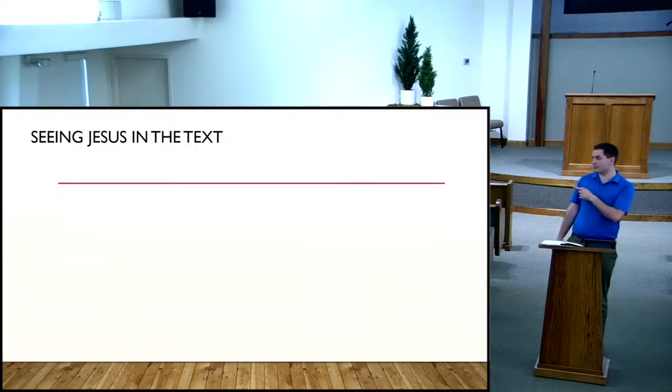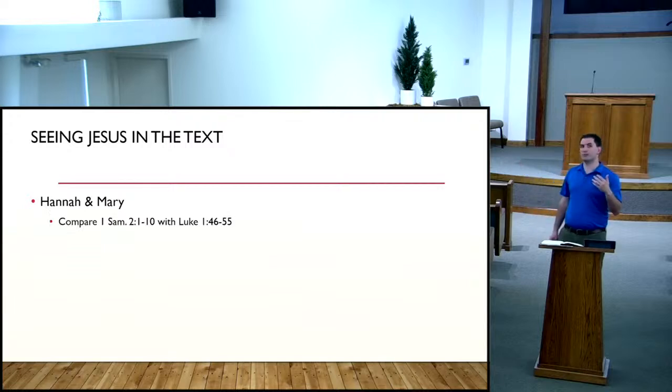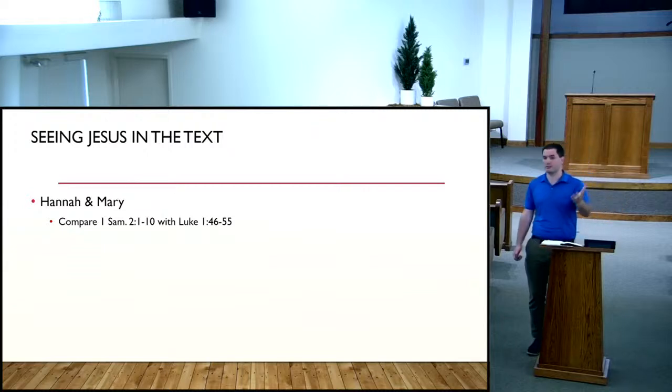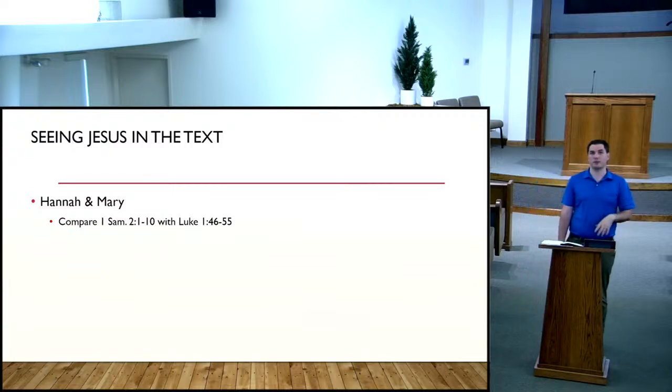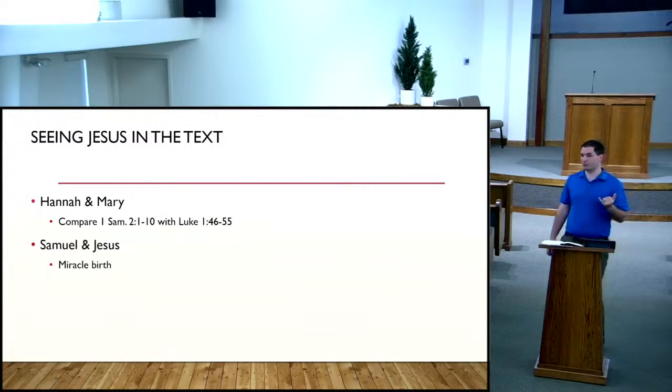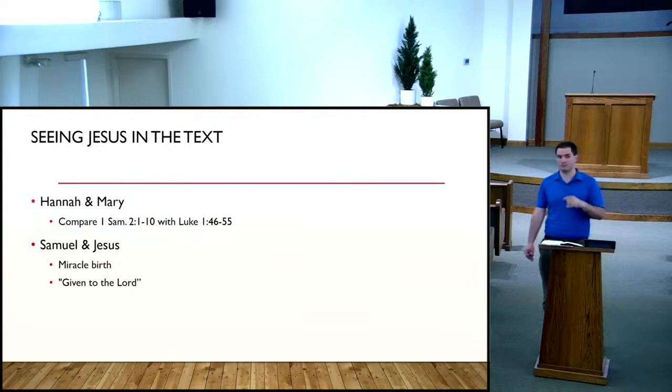Okay, so seeing Jesus in the text, let's look at this as we wrap up here. Hannah and Mary, absolutely. If you compare this section right here with Luke chapter 1, it is like a shot-for-shot remake. Hannah talks about the humble being exalted and the proud being brought down in exactly the same way Mary does too. Certainly Samuel and Jesus, right? Miracle birth happens, God intervenes there, and then they are certainly given to the Lord. Mary is God's servant, and she completely gives Jesus back to God.